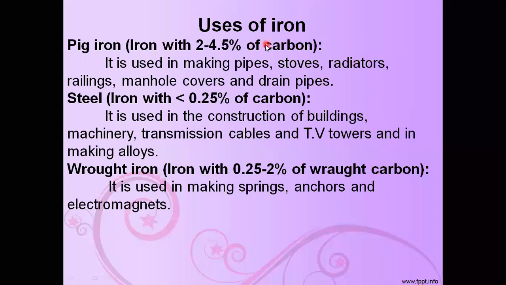These are the uses of pig iron. The next one is steel iron. Greater than 0.25% of carbon is contained in steel. It is used in the construction of buildings, machinery, transmission cables and TV towers, and in making alloys.